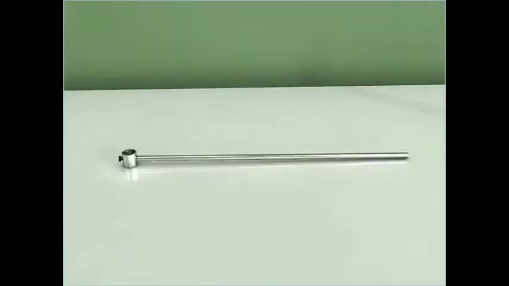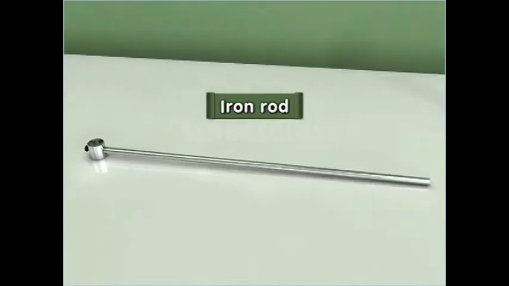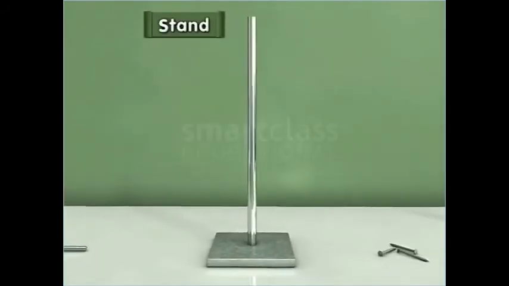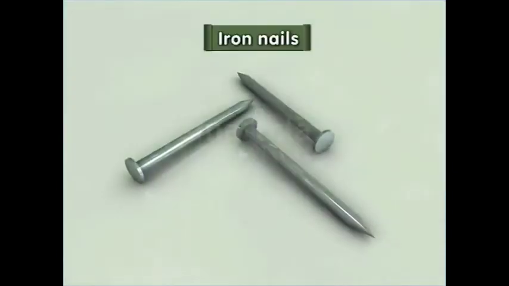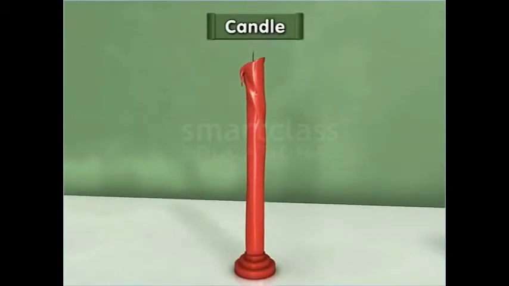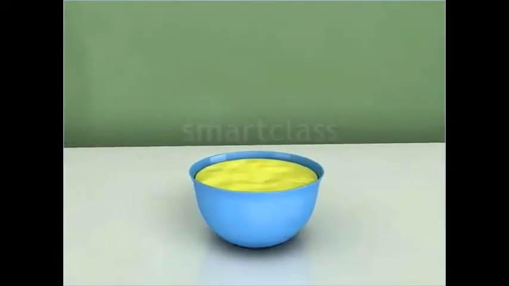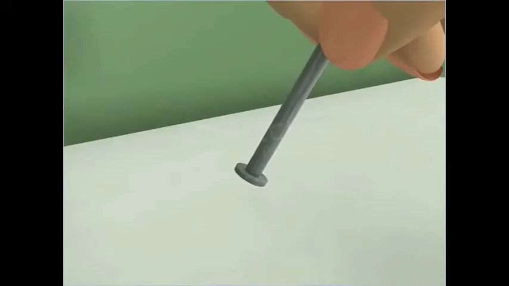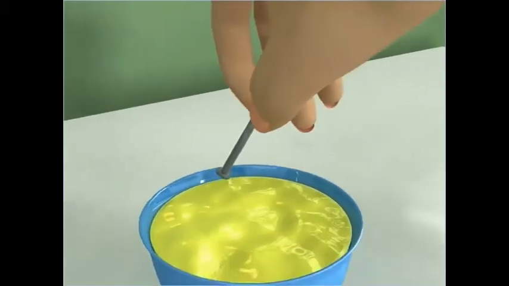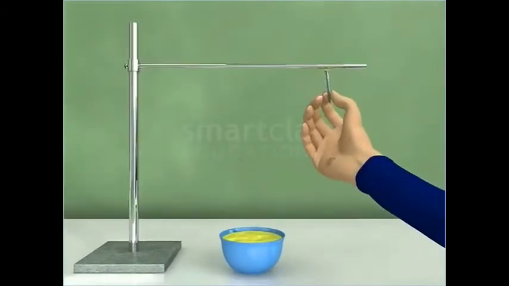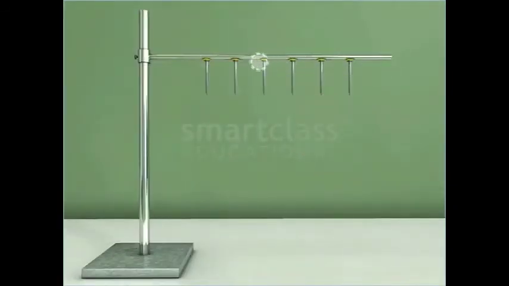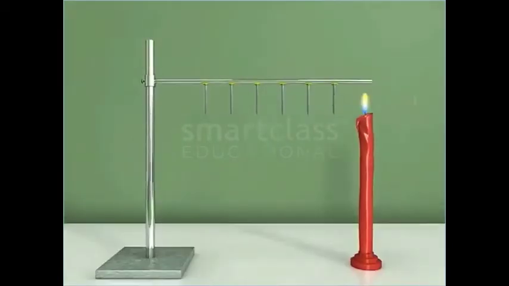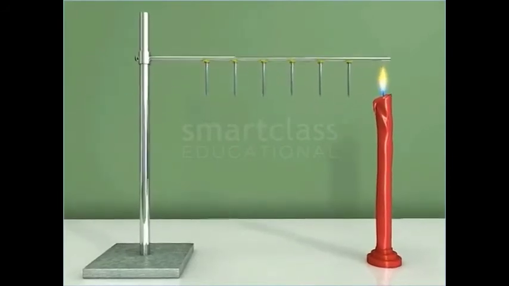For the activity, you need an iron rod, a stand, some iron nails, a candle, and melted wax. Now fix the iron rod on the stand as shown. Then dip the head of the iron nails in the melted wax and stick them at equal distances on the iron rod. Then light the candle and place it at the other end of the rod. Wait for a while.